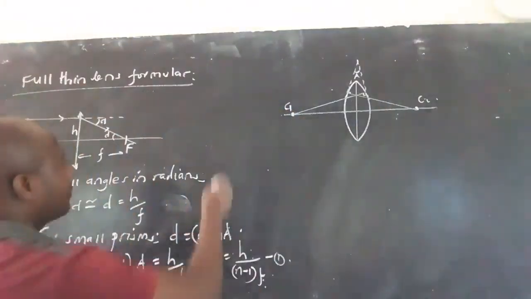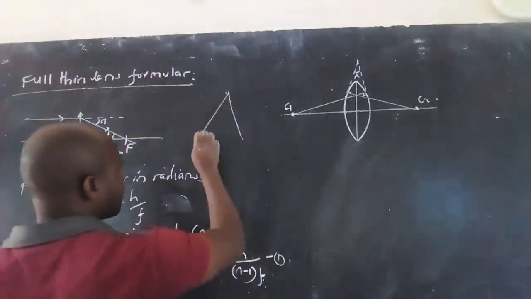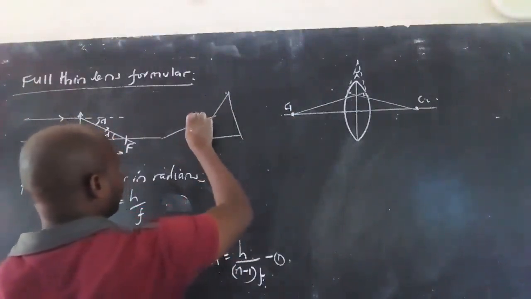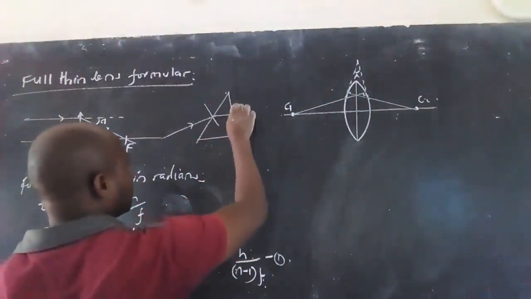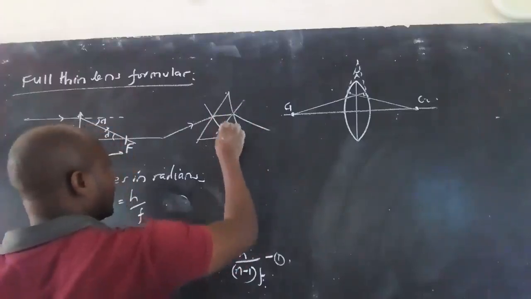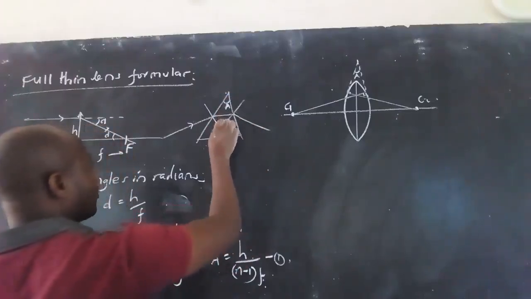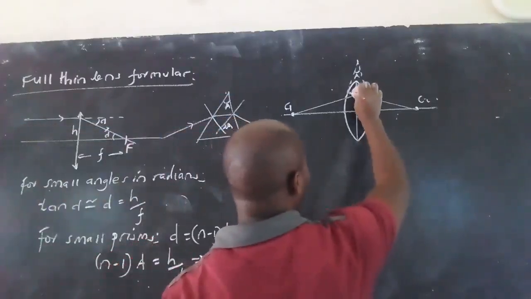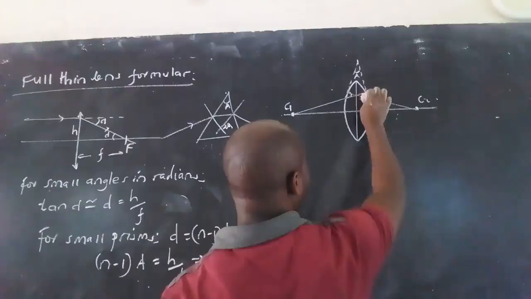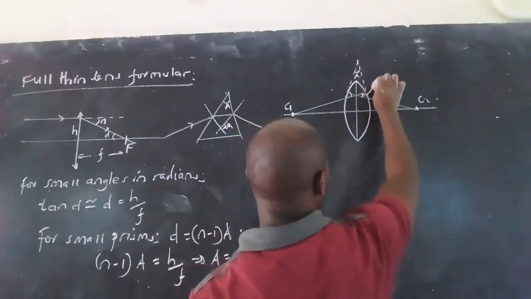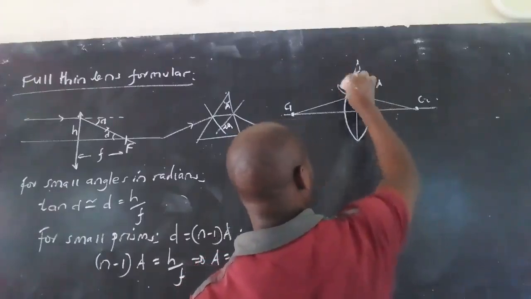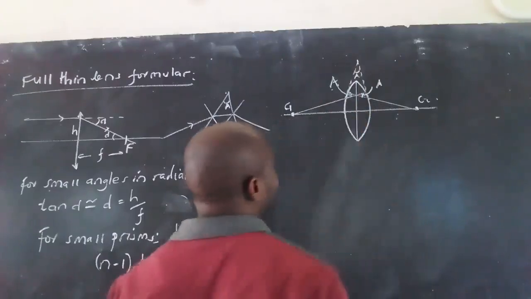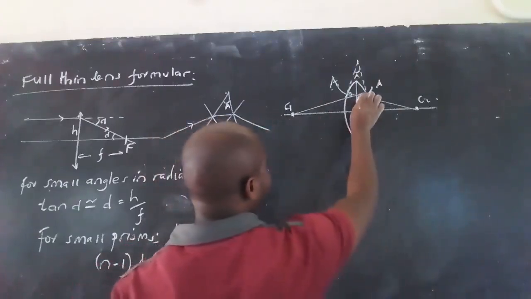And we know that in a prism, if you have this, and you have a normal, and you have a normal here, this angle is A. The angle between the normal is also what? A. So where is our A? Our A is this angle. This angle is our A also. This angle is A, and this angle is also A.